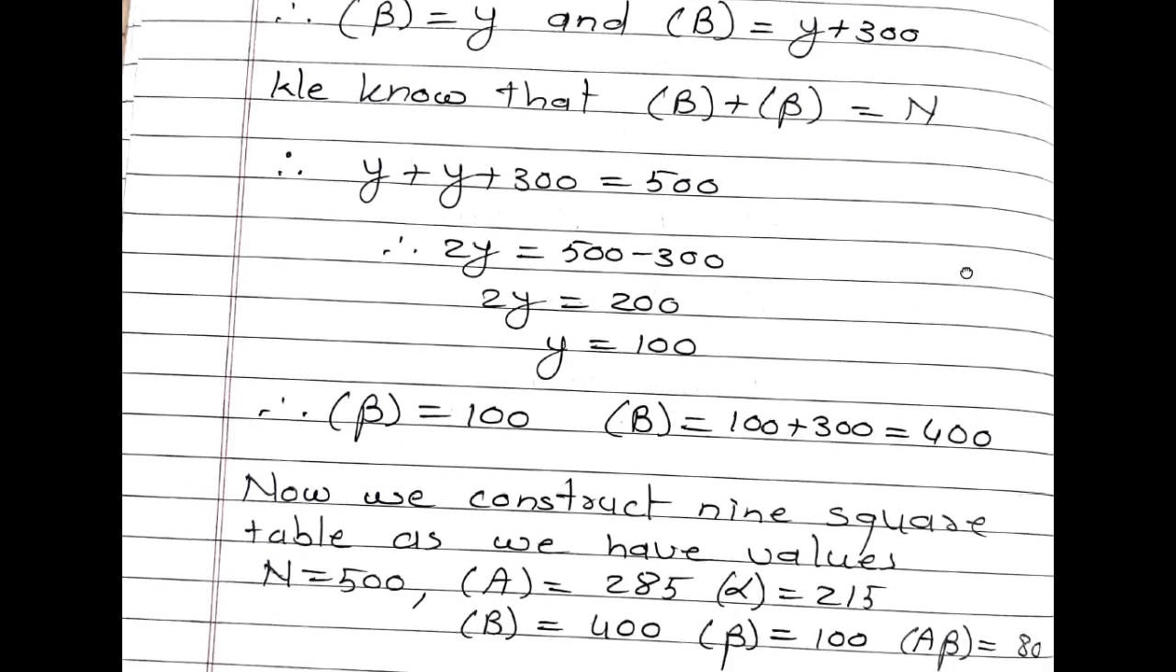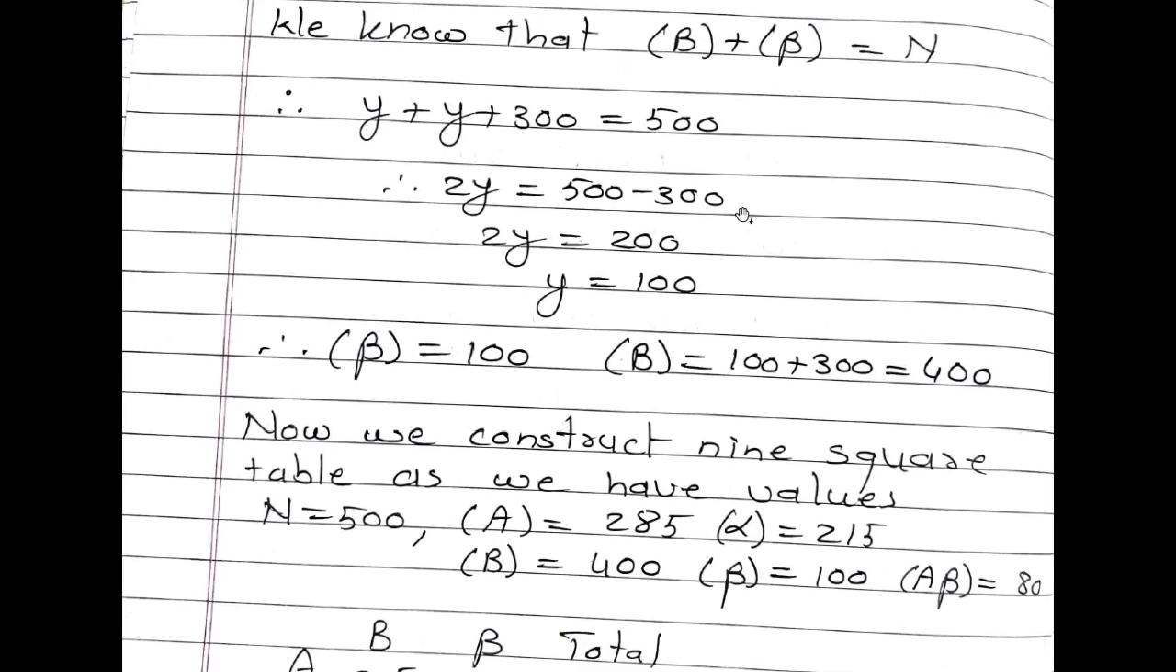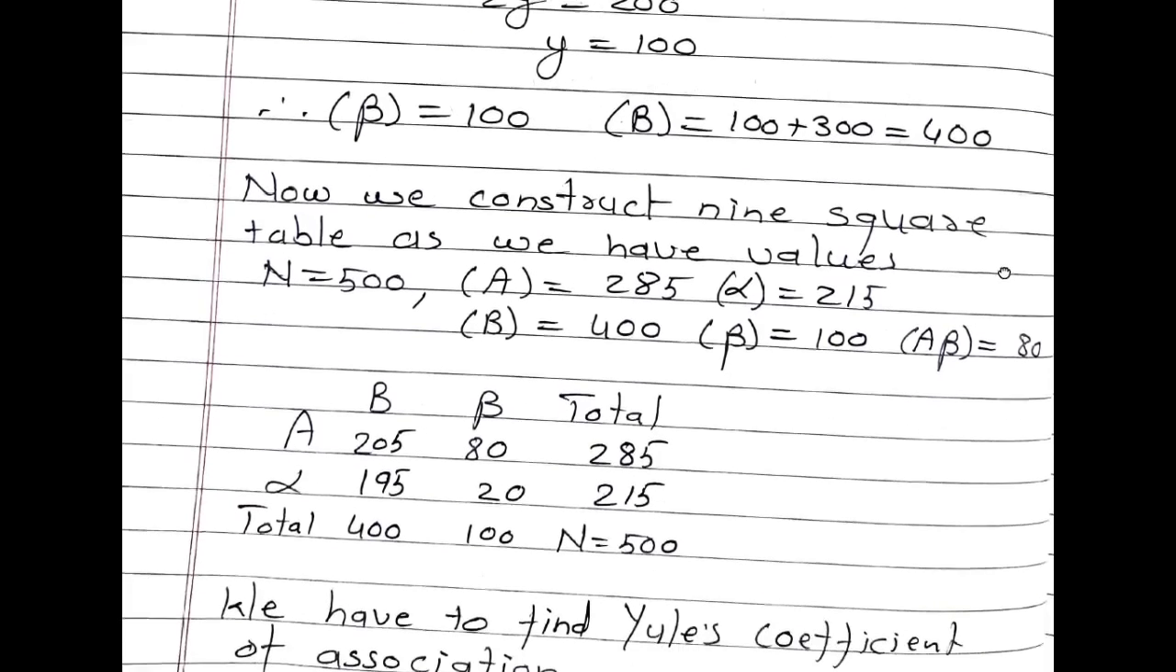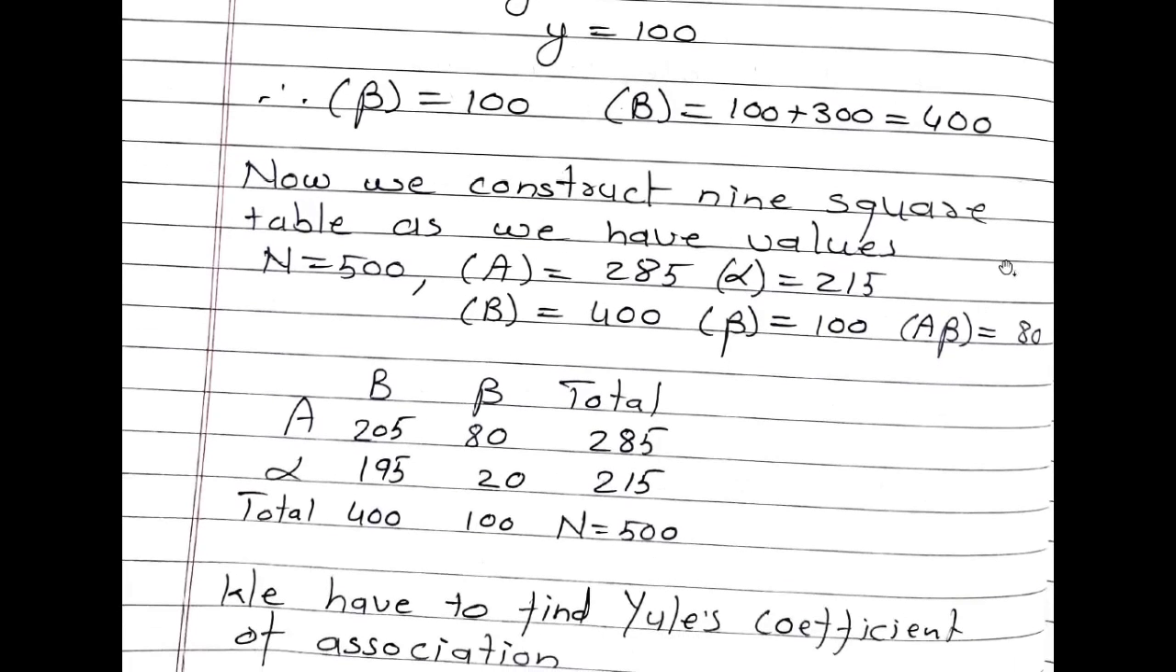Therefore 2y is equal to 500 minus 300. Therefore 2y is equal to 200. Therefore y is equal to 200 divided by 2, that is nothing but 100. Therefore beta we can say that it is 100 and frequency of class B is equal to 100 plus 300, that is equal to 400. So now we will construct a 2 by 2 table as we have the values.